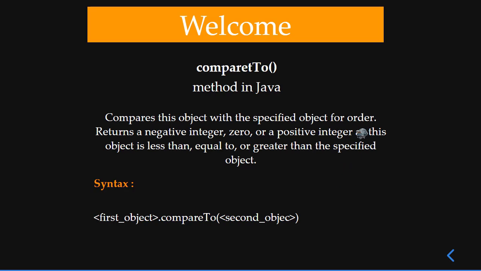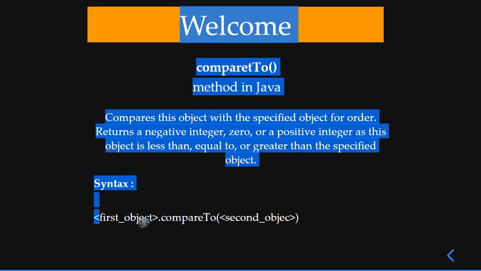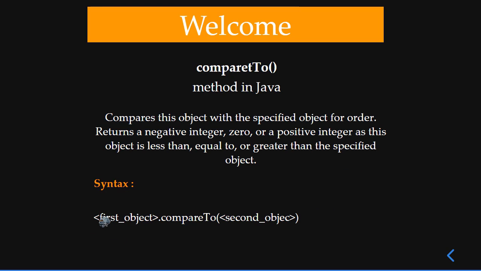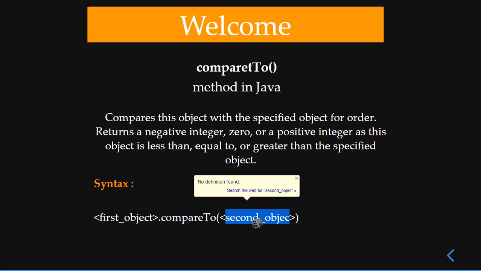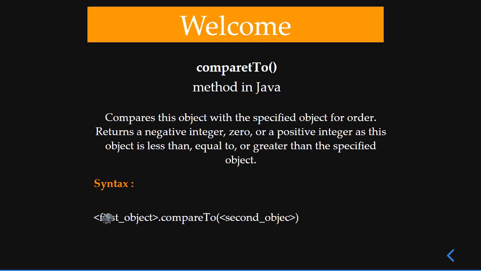It means we need to understand this line with the help of the syntax. So first we need to define the first object, and then compareTo, and then the second object. It means we are comparing the first object with the second object with the help of compareTo.